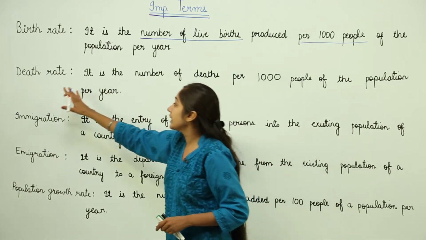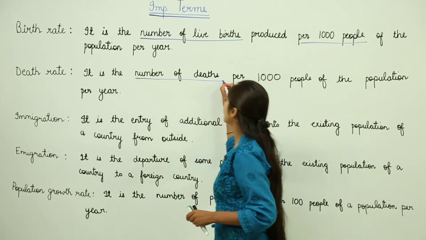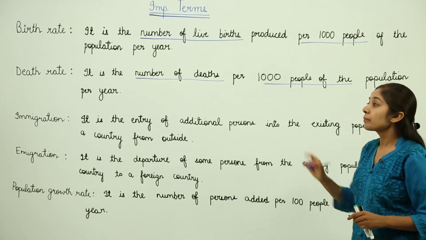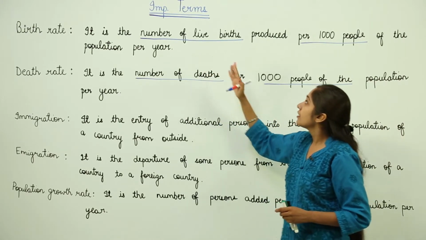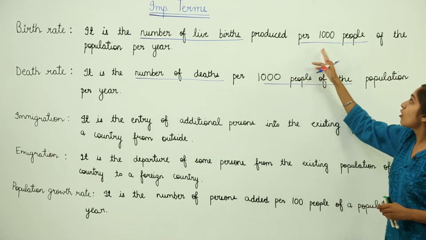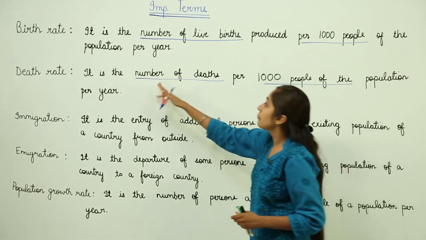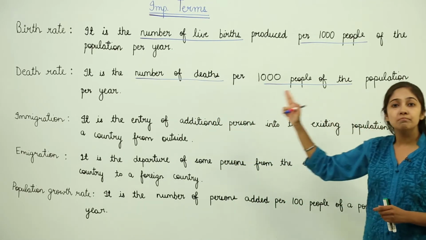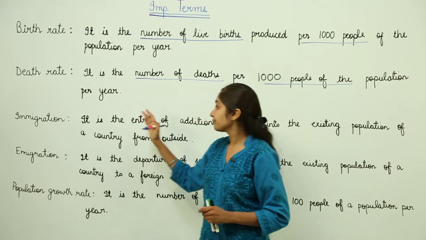Similarly, in case of death rate, it is the number of deaths per 1,000 people of the population per year. So, same way as in case of birth rate, we talked in terms of per 1,000 people of population. In this case also we talk about the number of deaths per 1,000 people of the population per year. This is how you will define death rate, right.